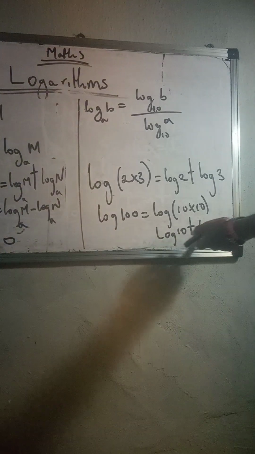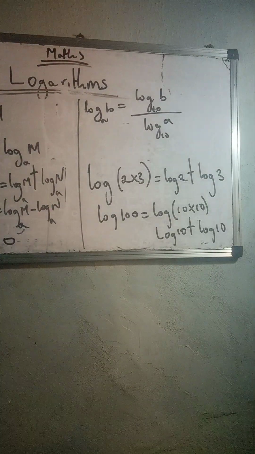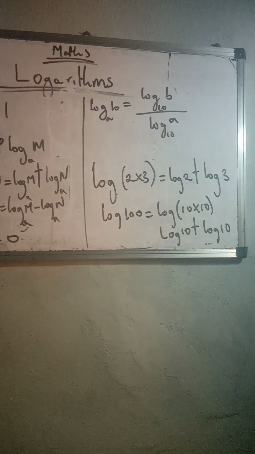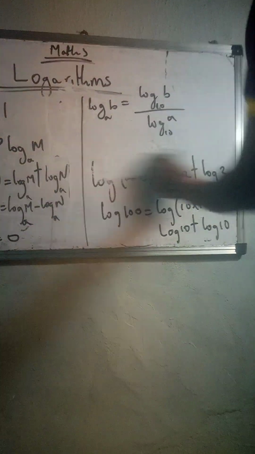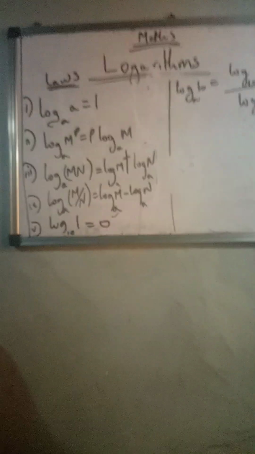Log 10 is 1. Log 10 here is also 1. 1 plus 1 is 2. And if you type it on your calculator, log 100 will still give you 2. So it can also be written like that. So that is the third rule I would like you to have in your head.